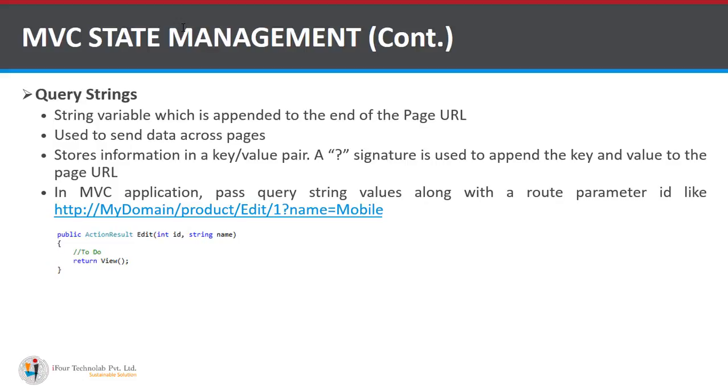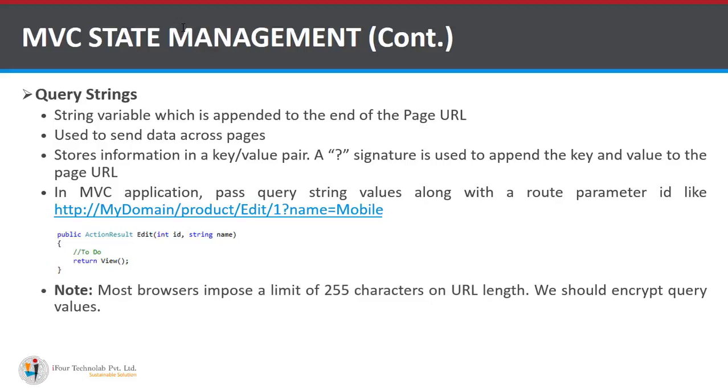Here you can see there is an action result added. So ID will have 1 and name will have the value mobile. Note, most browsers impose a limit of 255 characters on URL length. We should encrypt query values.